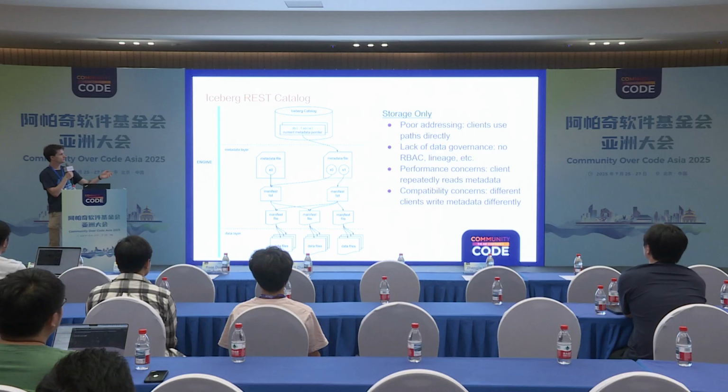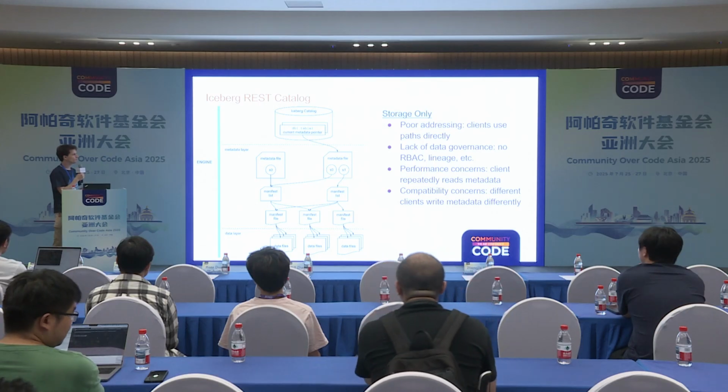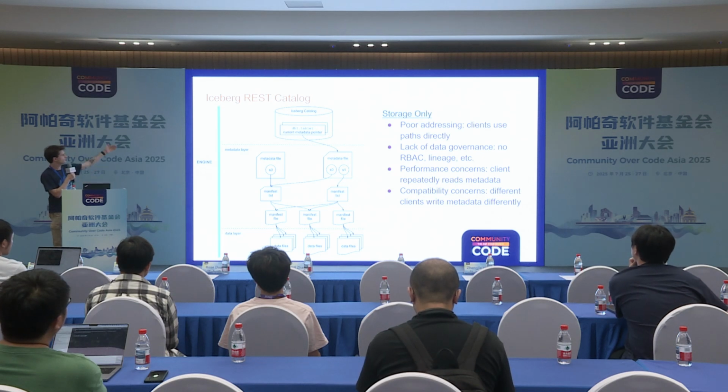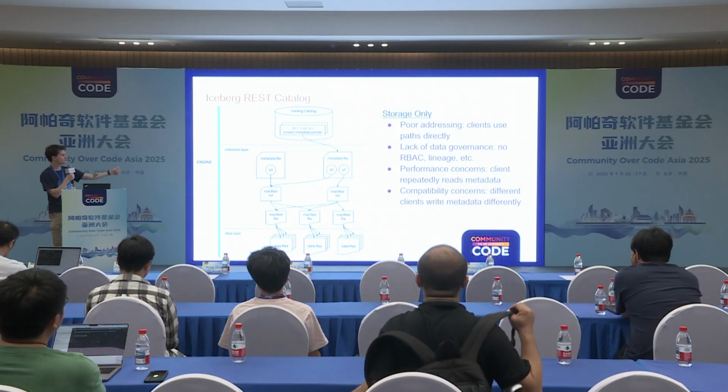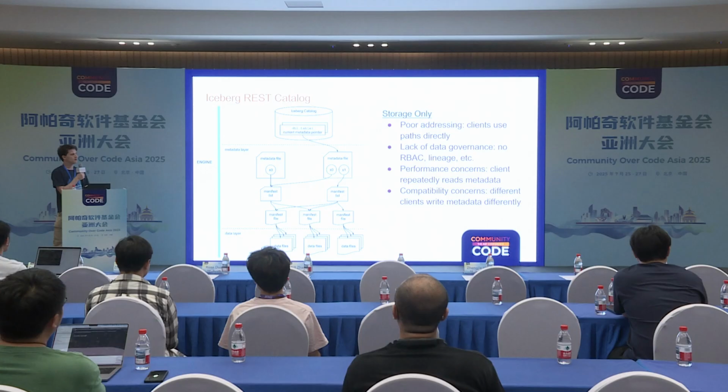There are also performance concerns. So every time the client wants to query that data, they have to kind of traverse this entire graph of metadata repeatedly. And especially for streaming jobs, this is a big performance problem. There are also compatibility concerns. So you can see here that the engine or the client takes on the responsibility for writing the data files, the manifest list, the metadata, and so forth. And so it could be that one client writes metadata that another client doesn't know how to read, and then all of a sudden your table is broken.